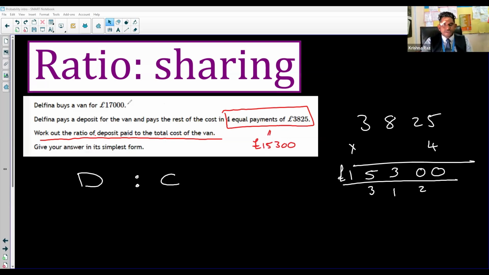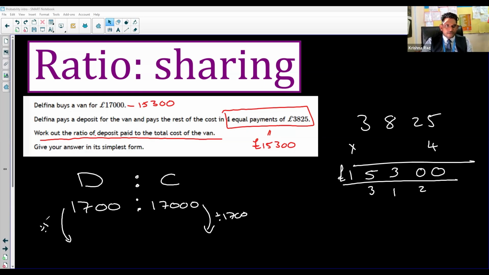So the deposit must be this minus this, which is 1,700. And the cost is 17,000. So if we divide by 1,700, again, we'll get a ratio of 1 to 10.